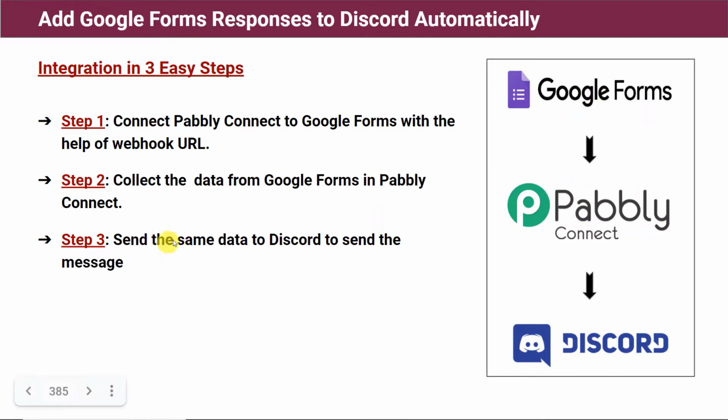Now in step 3, you are going to use the same submission data that was done in Google Forms to frame a message in Discord and send it on a Discord channel. Now the importance of creating this workflow is that you just have to build this workflow once, because whenever there is a new form submission in Google Forms, automatically the message will be displayed on Discord.